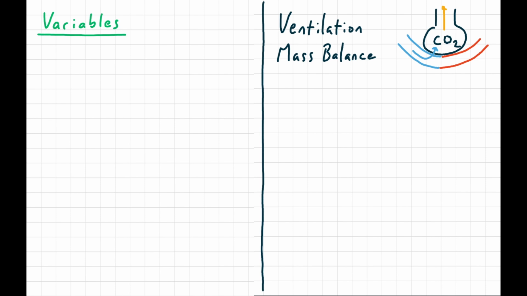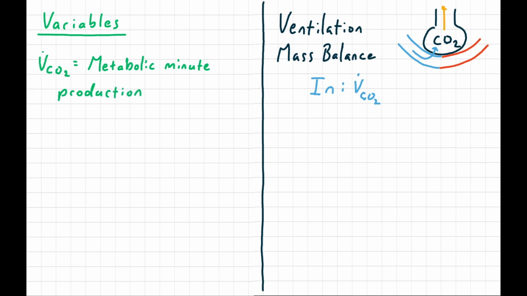So do we know what these amounts are? It turns out we do. The amount of carbon dioxide being produced by the body, entering the venous blood, and entering the alveolus is the metabolic minute production of carbon dioxide, which we abbreviate V̇CO2. Over on the right, I'm going to write it in, because that's the amount of carbon dioxide going into the alveolus every minute.